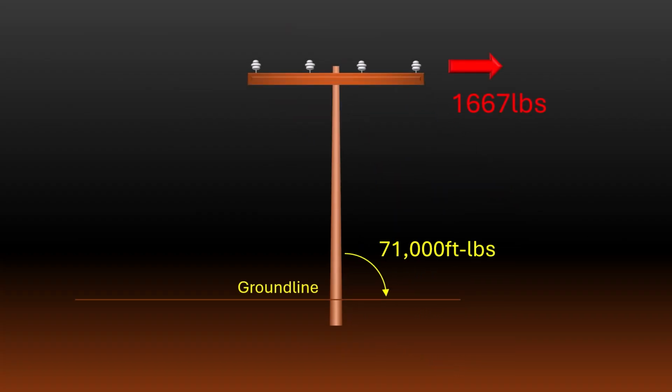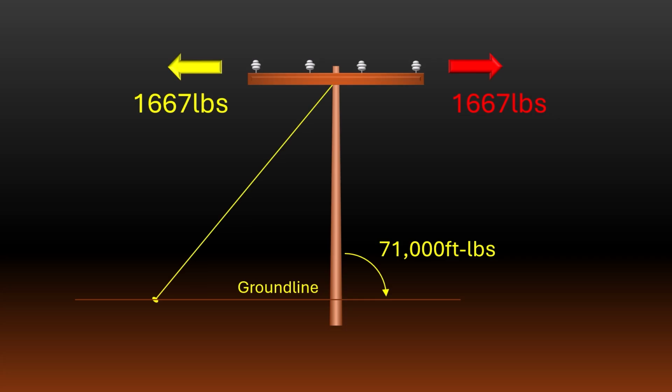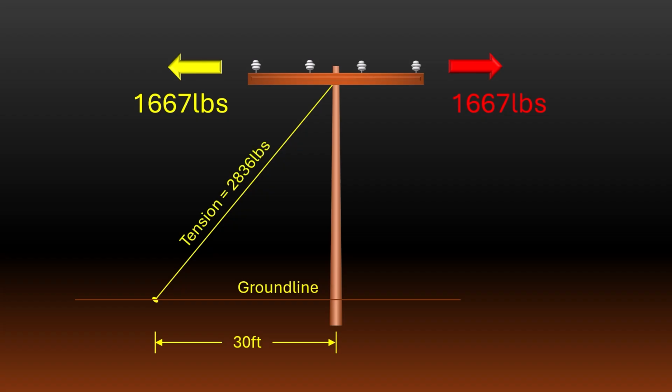If we install a guy and anchor that can provide 1,667 pounds of horizontal load in the opposite direction of our transverse load, this would effectively cancel out the 71,000 foot-pounds of bending moment on the pole due to the conductor tension. If we chose to install our anchor with a 30-foot lead length from the center of the pole, this would require us to tension the guy wire to a little over 2,800 pounds.